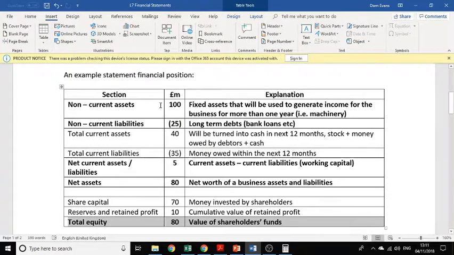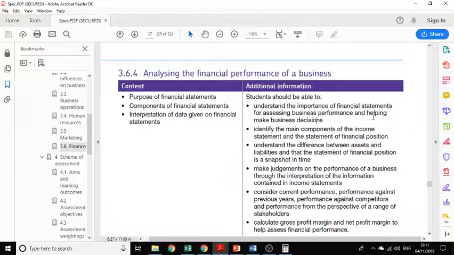So that's in a nutshell the statement of financial position. It should hopefully have told you why it's important. Okay, it will tell me how much the business is worth. You've had a look at the main components, and hopefully you understand the difference between assets and liabilities.